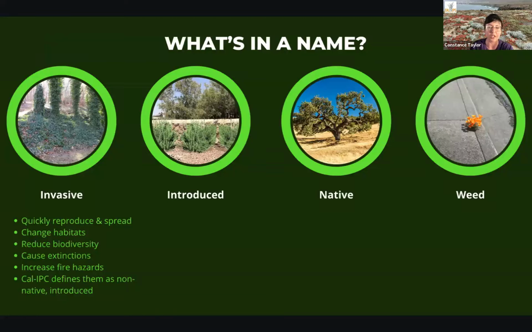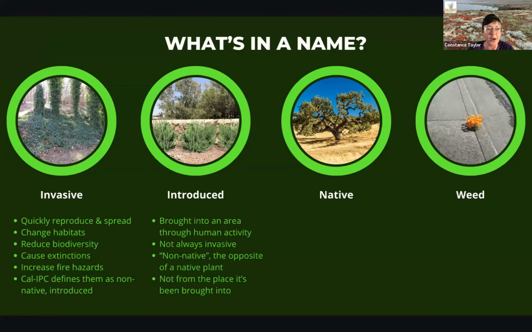Invasive plants quickly reproduce and spread. They change habitats, which in turn can do things like reduce biodiversity and cause extinctions. Invasive plants can also increase fire hazards because they can grow really quickly and create lots and lots of fuel. And Cal IPC defines invasive plants as non-native and introduced, as well as being invasive. Which begs the question, what do we mean by non-native and introduced?